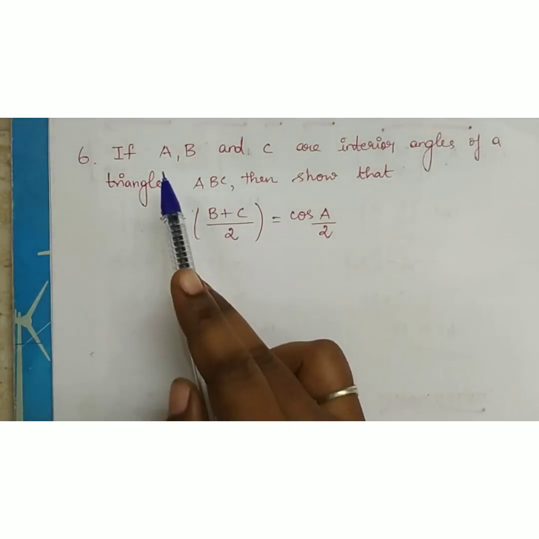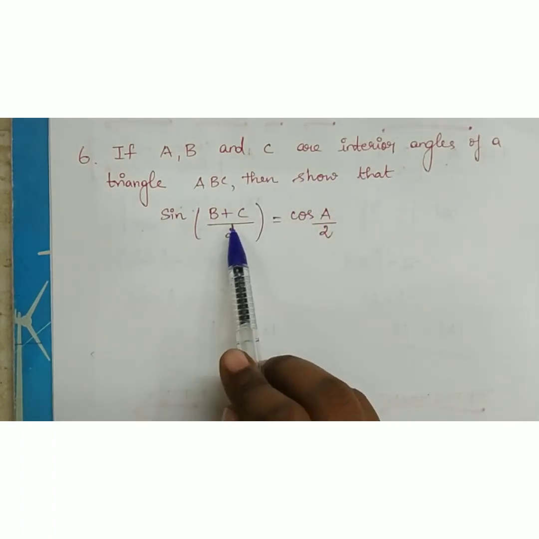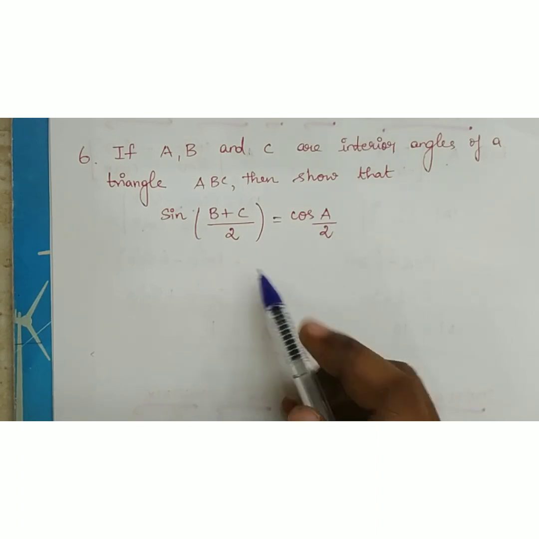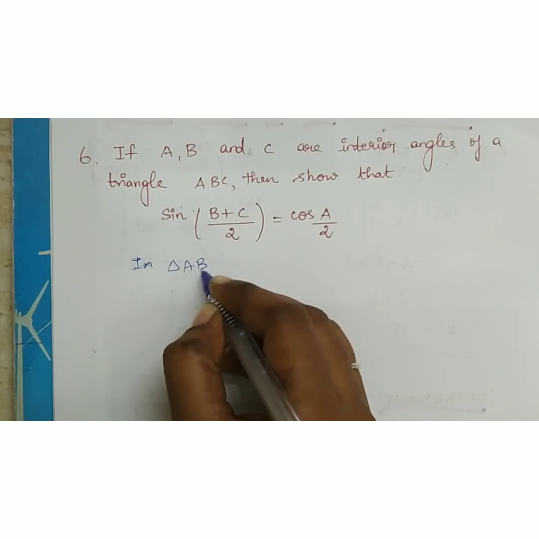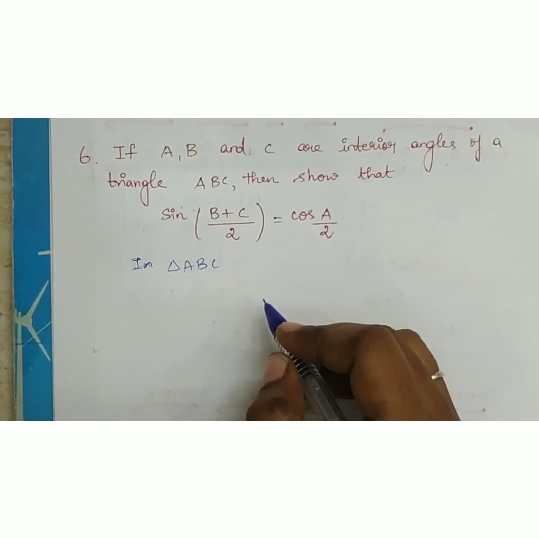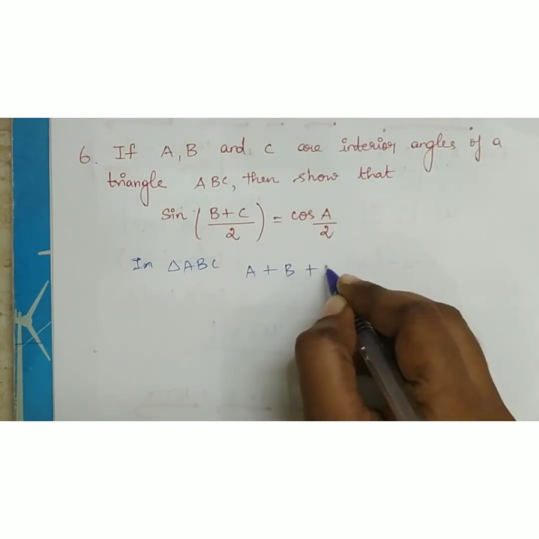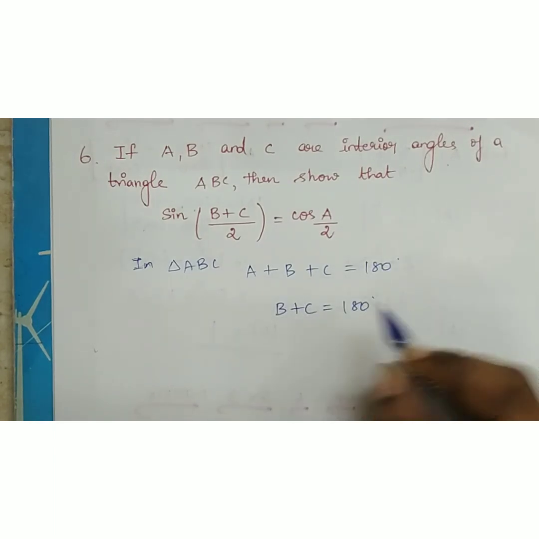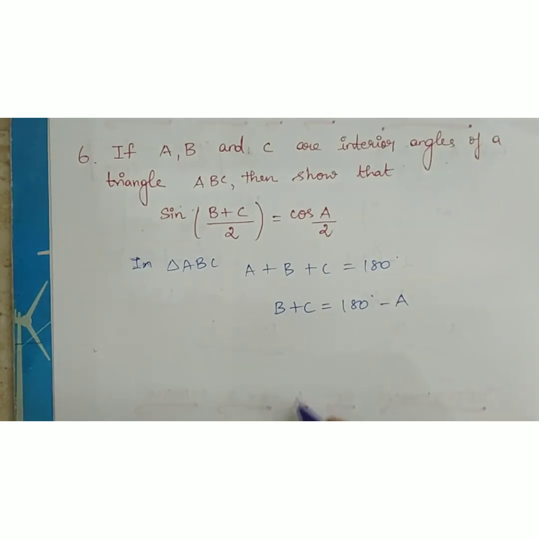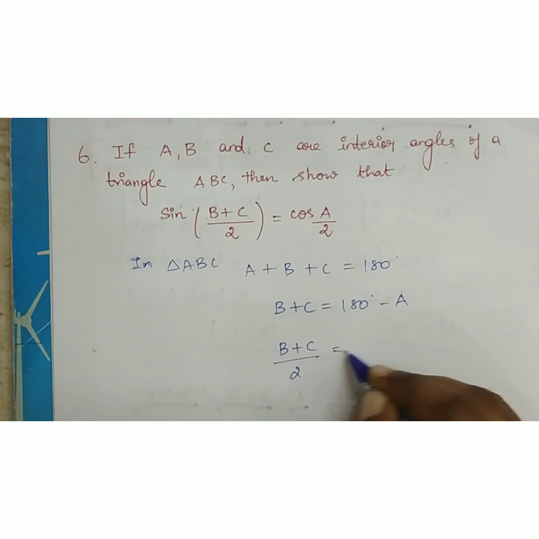Sixth sum. If A, B and C are interior angles of a triangle ABC, then show that sine of B plus C by 2 is equal to cos A by 2. So, in triangle ABC, the sum of three interior angles is equal to 180 degree. So, angle A plus angle B plus angle C equals 180 degree. So, B plus C equals 180. You are taking this A to that side, so it is minus A. You are dividing by 2 on both sides. So, B plus C by 2 equals 180 minus A by 2.